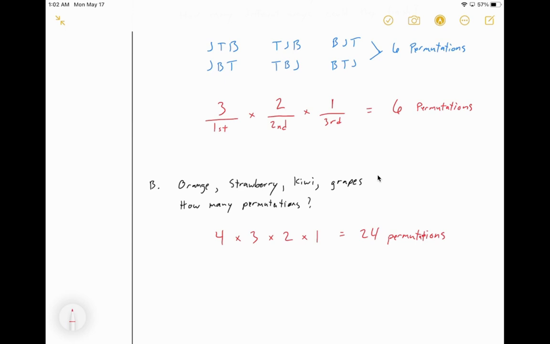There are 24 different ways that you can organize these fruit. And again, why does the number go down? Because you can't have orange and then orange again. So there's not 4 choices for each. There's 4 different fruits, and it goes decreasing. So 4 times 3 times 2 times 1, 24, and then just multiply.